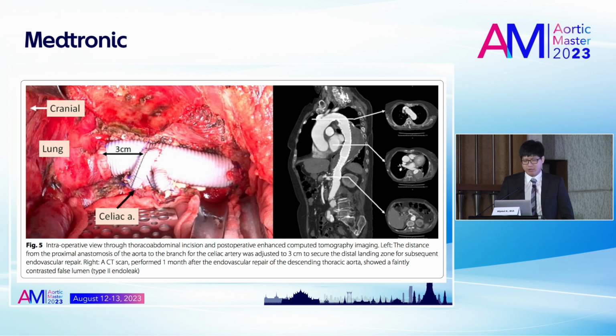However, the difference is the duration before they put the TEVAR. In our case, we decided to put TEVAR right away after the first day of the surgery, when we saw that there was no clinical sign of paraplegia. But in this paper, they decided to do the TEVAR after the first operation, at 2 weeks to 1 month.